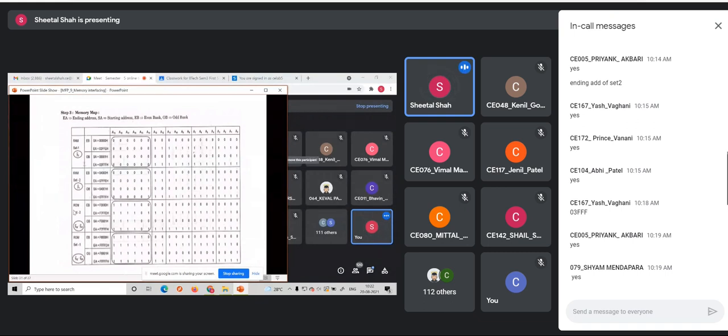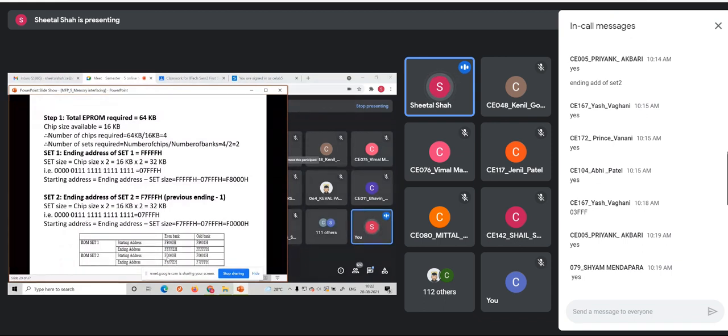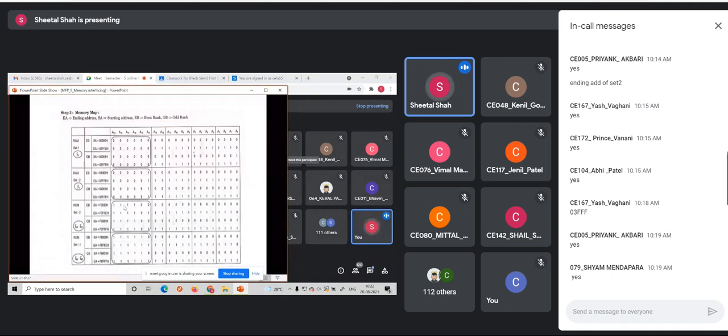Similarly for ROM set 2, what was that? ROM set 2, you can see that the starting address was F0000 for the even bank, and the last address was F7FFE, whereas for the odd bank here it was F0001 and F7FFF. That is what is indicated here. F0000 for the even bank, and the last address was F7FFE. This was my last address of the even bank, which is written here.